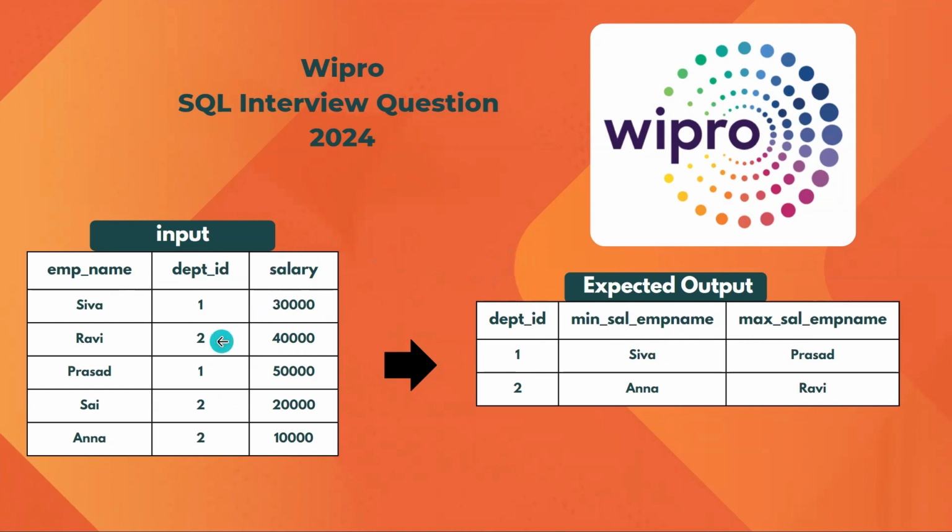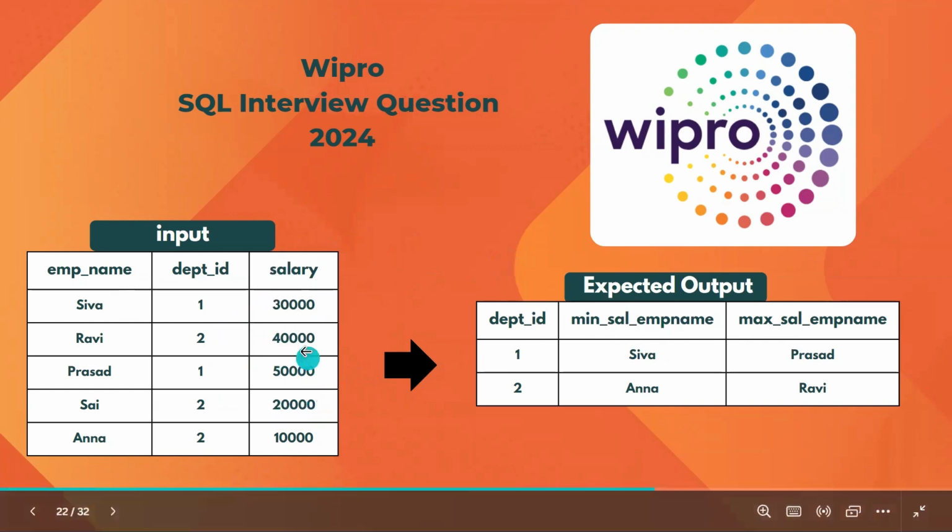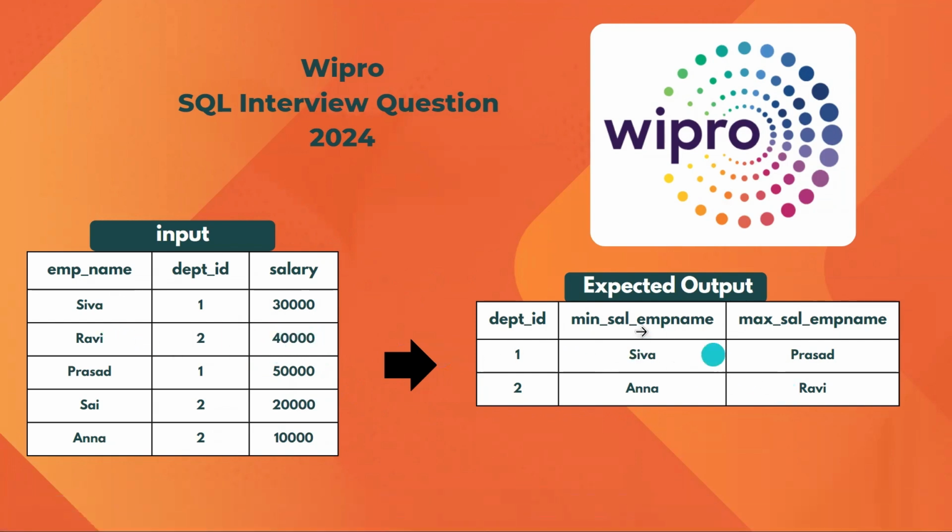Similarly, if we look into department ID 2, there are three records. Out of these three records, the one with the minimum salary is Anna. So Anna's name is getting here. And similarly, the one with the highest salary. Out of 10,000, 20,000, 40,000, 40,000 is the maximum salary. So Ravi's name should get here. So in this way, department wise, we need to get the minimum salary employee name and also the maximum salary employee name. This kind of scenario we have already covered in our channel.